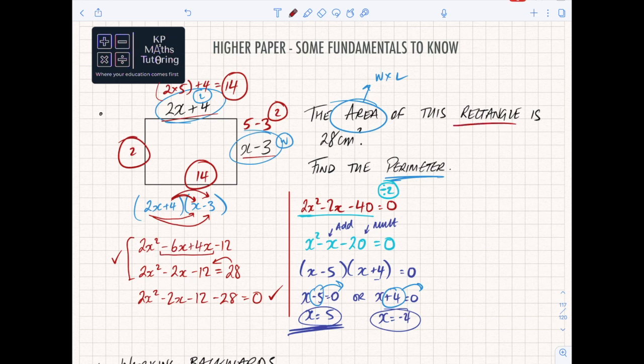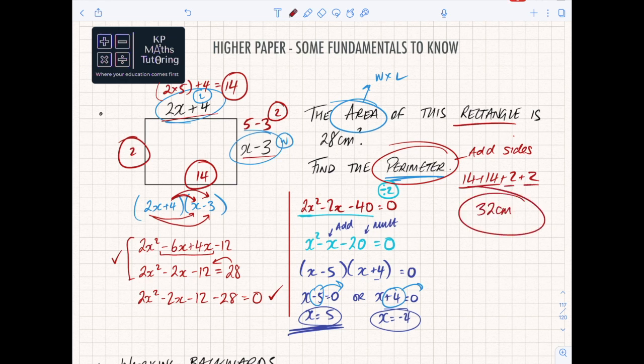And then, to find the perimeter, you just add all sides together, because perimeter is the outside. So you're doing 14 plus 14 plus 2 plus 2. So 28, 30, 32 centimeters would be the perimeter of this shape. So you can see a clear example of how to use solving quadratics in context to help you solve a problem. Okay, right, moving on to the next part of the video then.